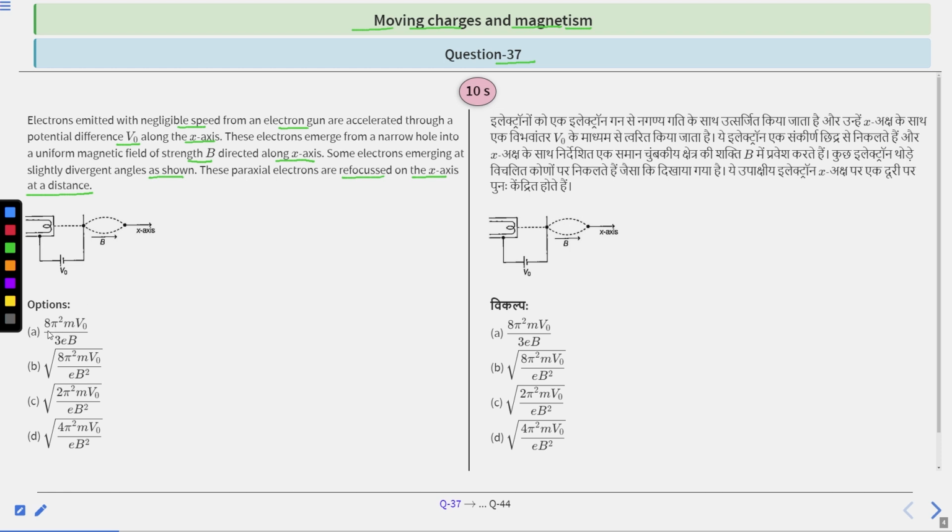Given options: option A is 8 pi square m v naught divided by 3 eb. Option B, under root 8 pi square m v naught divided by eb square. Option C, 2 pi square m v naught divided by eb square. And option D, under root 4 pi square m v naught divided by eb square. So, which option is correct? Read the question carefully and give the answer. You have 10 seconds to solve this question. After 10 seconds, we will provide the solution.